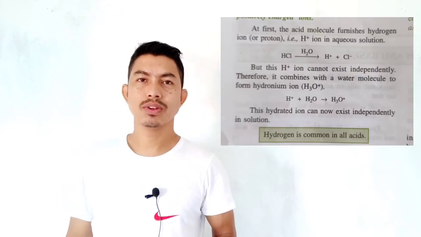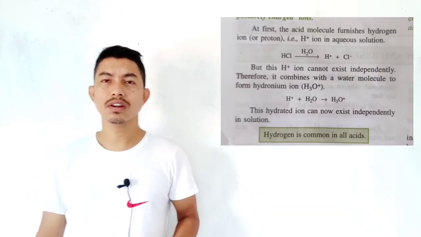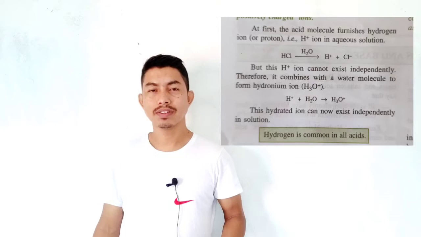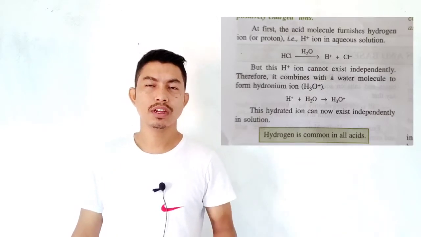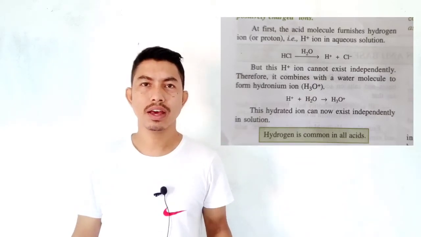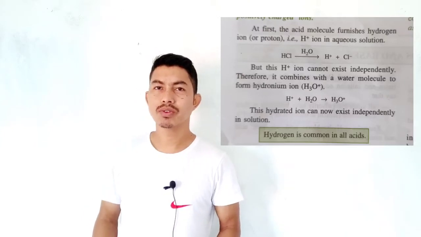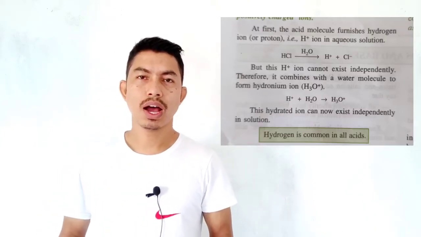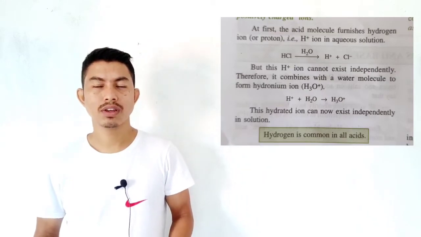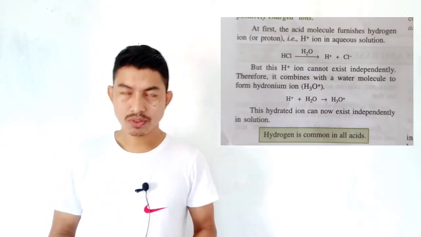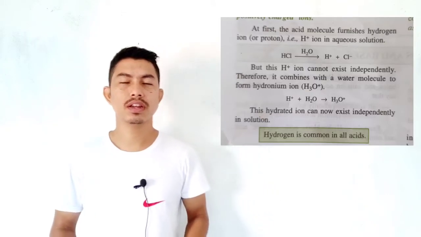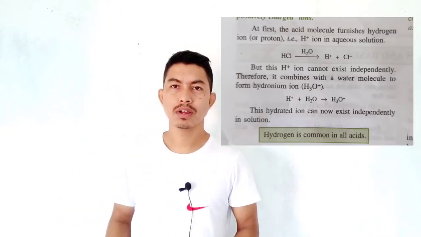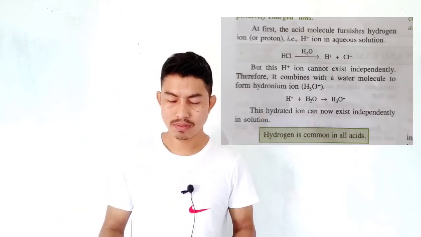Acids, as discussed, are those substances which when treated with water give a hydronium ion. Actually, the acid does not contain a hydronium ion, but when dissolved in water it produces a hydrogen ion, and this hydrogen ion combines with the water molecule and is converted into a hydronium ion, that is H3O plus ions. So now it's clear that hydrogen is common in all acids.